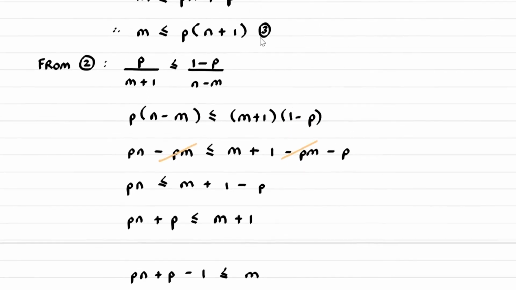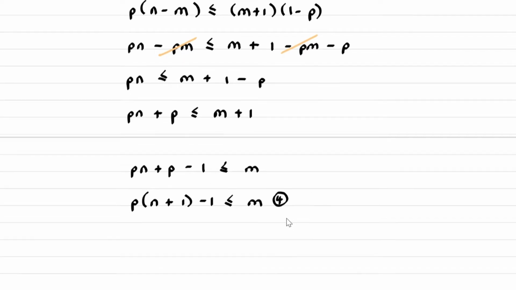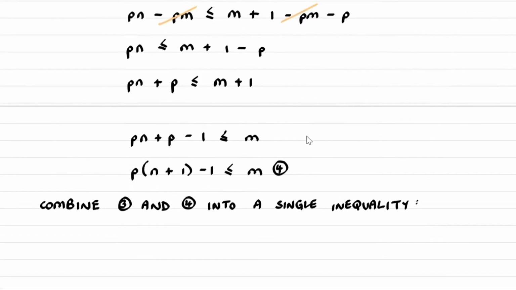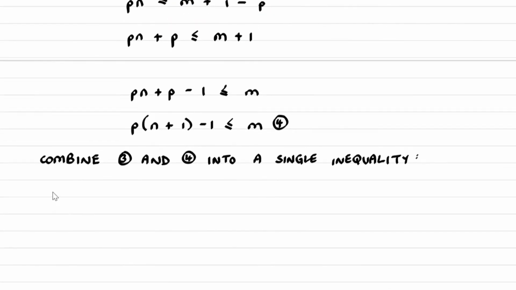So now we've got condition 3 and condition 4. So combining 3 and 4 into a single inequality, we can therefore conclude that p times n plus 1 minus 1 is less than or equal to m, which is less than p times n plus 1. And so, here is our solution.